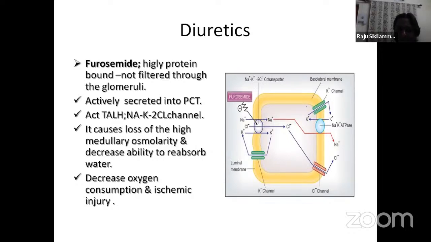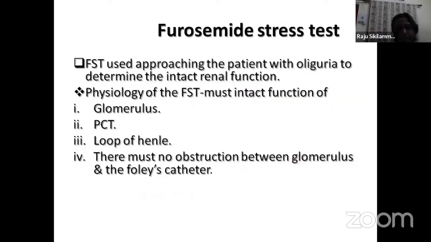Its mechanism of action is at the thick ascending loop of Henle, on the sodium-potassium-2-chloride co-transporter. When it blocks the sodium-potassium-2-chloride co-transporter, it increases excretion of sodium in the urine. It causes loss of medullary osmolality and decreased ability to reabsorb water, and it decreases oxygen consumption and ischemic injury.